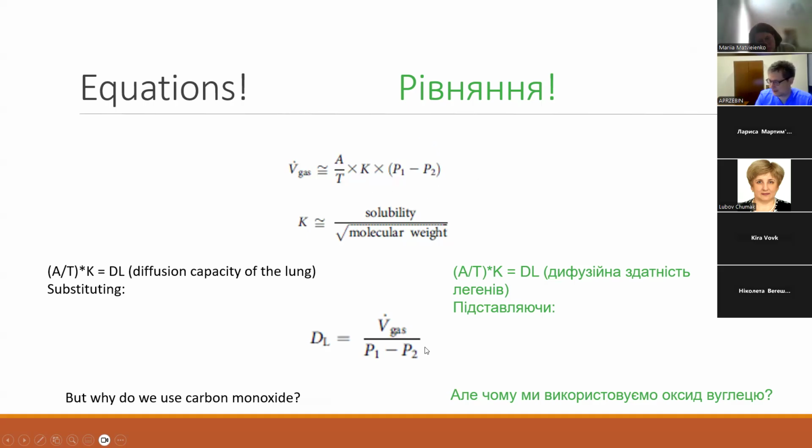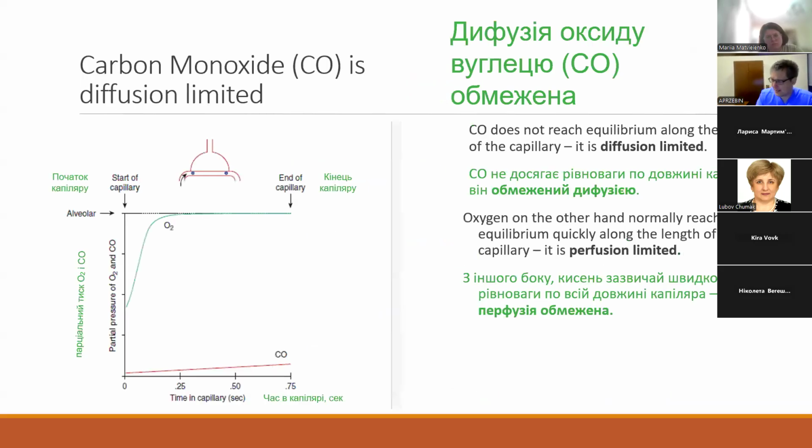So fairly straightforward. But then the question is, why are we using carbon monoxide? Well, we need to go back to what we're trying to get at. We know something about how the lung moves air and how big it is, but we want to get a sense of how well the membranes are working, how well you can absorb gas, right? So carbon monoxide has some properties that make it attractive for that. And the main thing is that carbon monoxide is a gas that is diffusion limited.